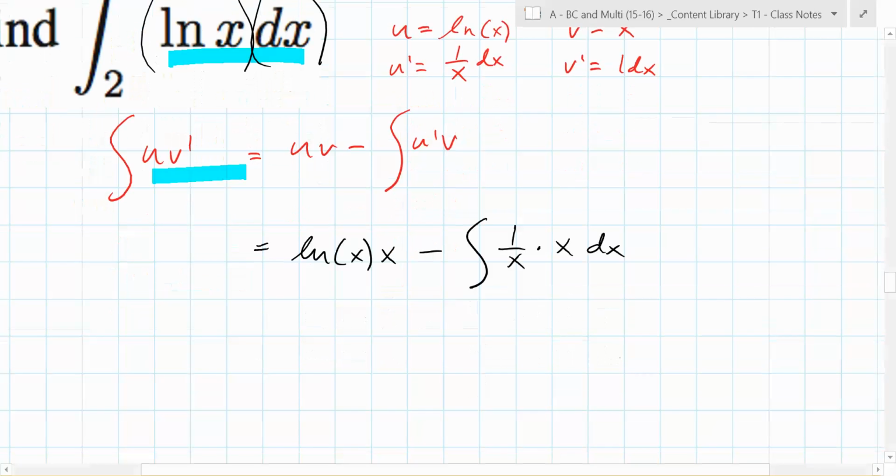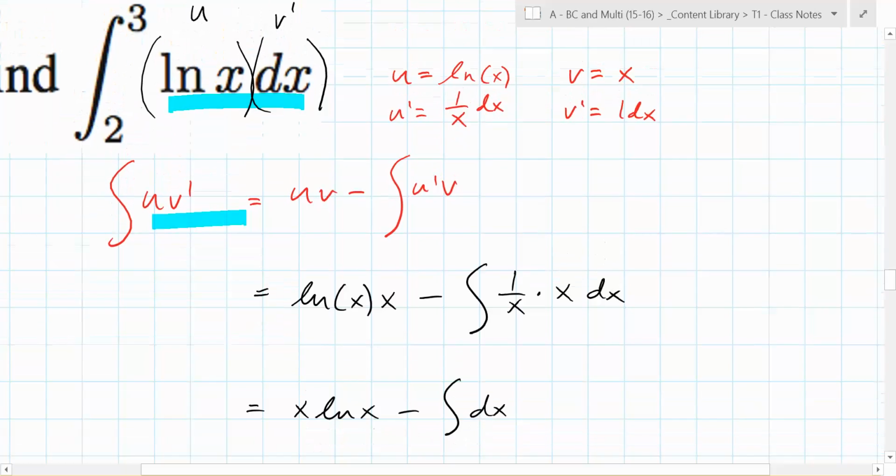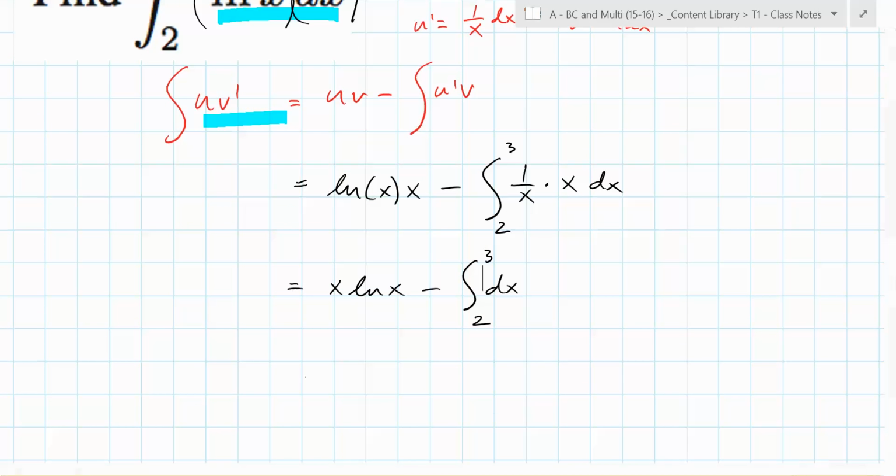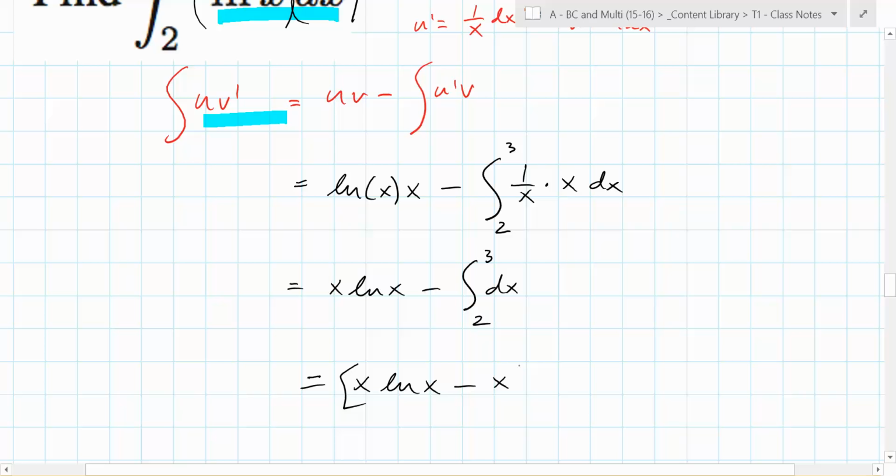And what's a good thing that we're seeing right now? What's the nice thing that just happened? Yeah, we have x ln x minus the integral of dx like this. Now what are we missing here? What did I not write in? What have I not written in so far? Yeah, so we have to go from what to what? 2 to 3 and? Like this? So what's the integral? So what do we have here? We now have x ln x minus what? Well, what's the integral of dx?